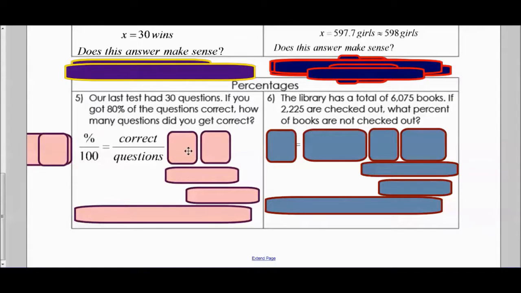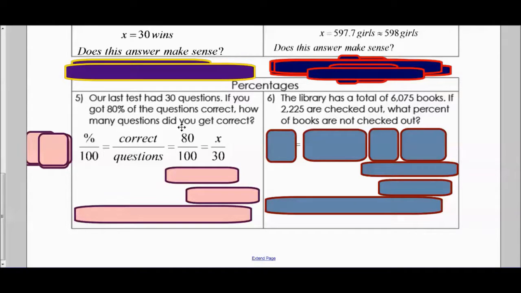We're told that we got an 80%, that's 80 out of 100. That really represents the decimal 0.8 or 80%. We're just putting that into a fraction. And then on the other side, we're going to compare that to a total of 30 questions. We want to figure out what that 80% correct is out of the 30 questions.